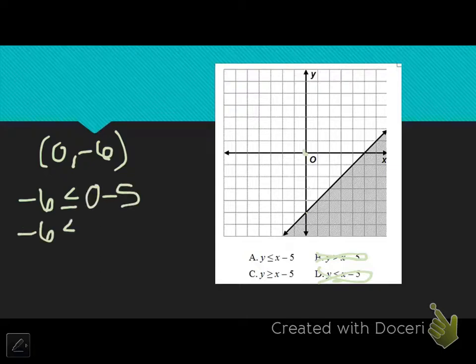Okay, so negative 6, 0 minus 5 is negative 5. Is negative 6 less than or equal to negative 5? Well, it is less than, so that one is true. So A is my answer.